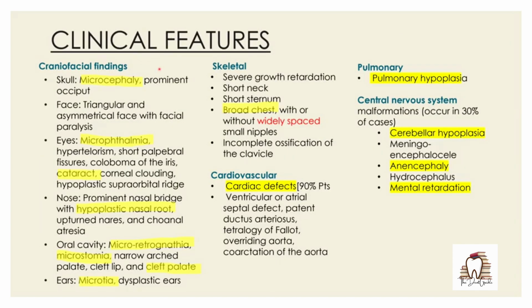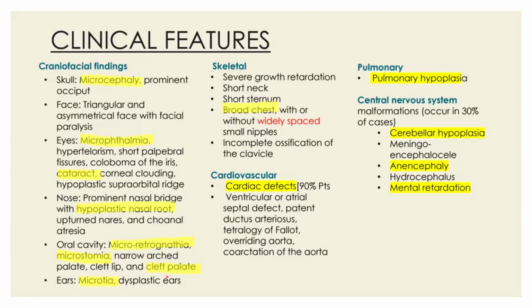Let's see the craniofacial findings. You can remember what is highlighted. That would be sufficient. There is microcephaly or small skull. There is microophthalmia or small eyes, cataract, hypoplasia of nasal root, microretrognathia or smaller underdeveloped mandible. There's microstomia, smaller oral cavity, narrow arched palate, cleft lip, and cleft palate.